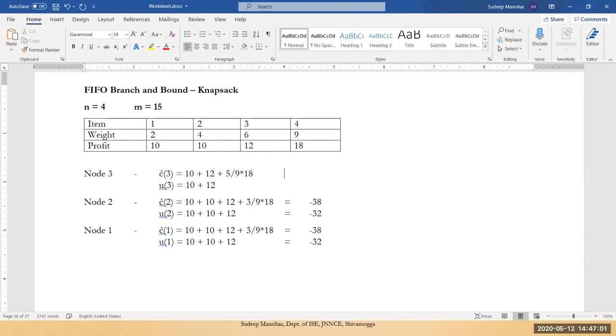So what do you get for this? It is minus 32. Without fraction, you get minus 22. Minus 32, minus 22.